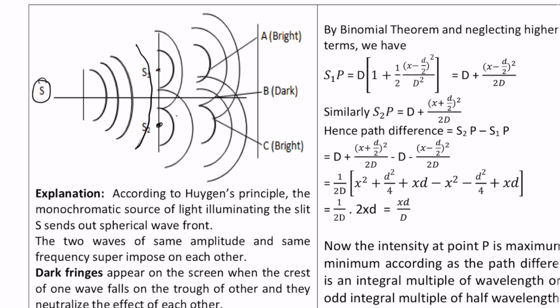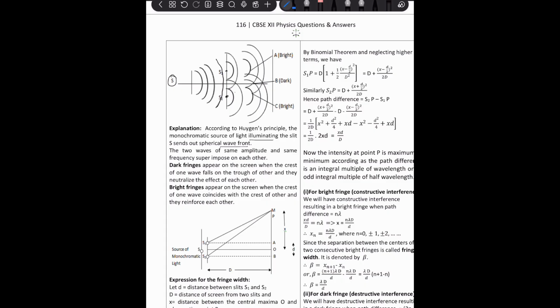So, the explanation. According to Huygens principle, the monochromatic source of light illuminating the slit S sends out a spherical wavefront, correct? Since the distance is finite, the wavefront is spherical. If the distance is infinite, then it is a plane wavefront. Now, the two waves of the same amplitude and same frequency superimpose on each other.